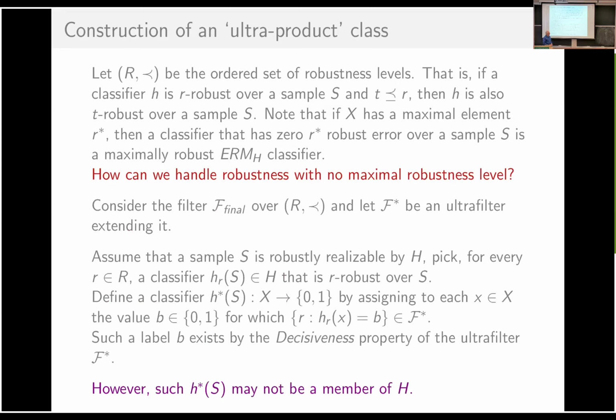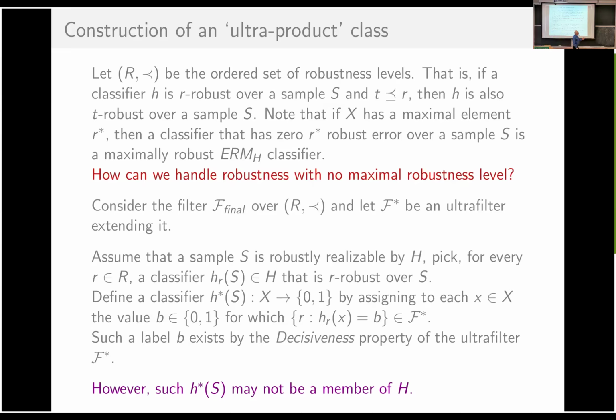So we have this ordering of robustness levels. We consider the filter of final segments. So every set that contains a final segment is a member of my filter. And now I extend it. I assume that I have a sample that is robustly realizable for H, by H. And so for every level R, I will pick some classifier of the sample, of level R robustness.